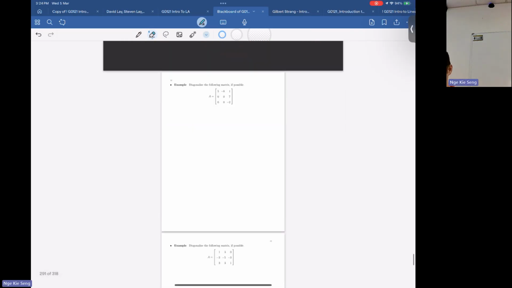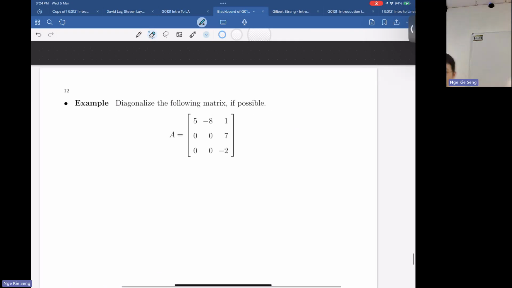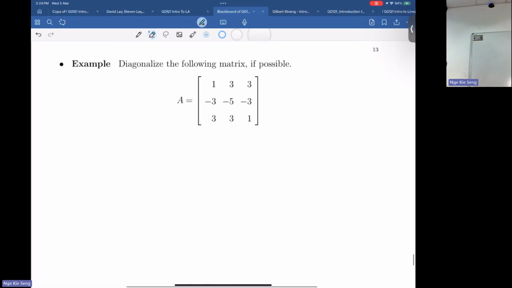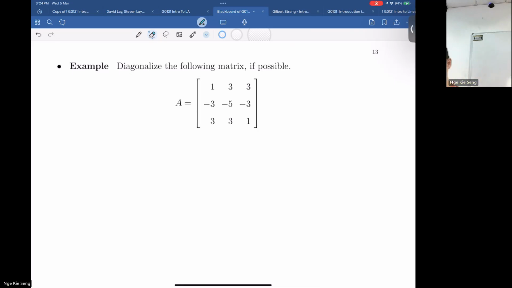Let's try this example first. I give you 2 to 3 minutes to find the P and D together. Try and diagonalize this matrix. Follow the steps I showed you just now. You can try and find P and D.